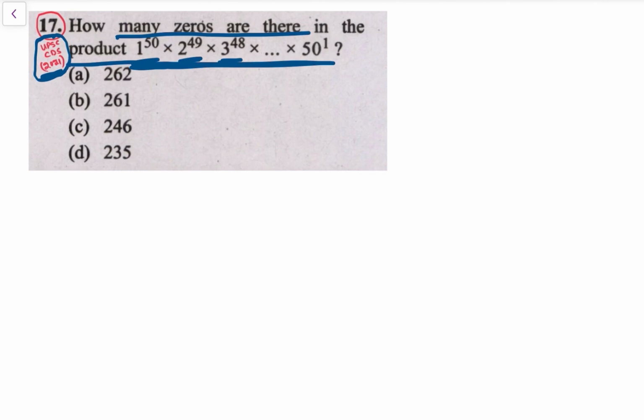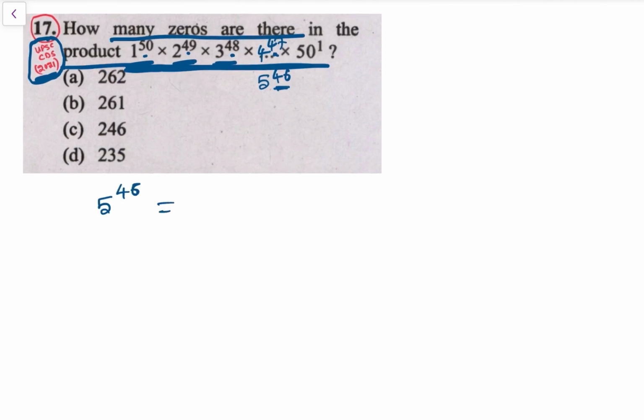So number of 5s we need to calculate. So 5s कहाँ आएगा? फर्स्ट आएगा 5 to the power. ठीक है, अब पावर कितना आएगा? So 4 to the power 47 आएगा, then 5 to the power 46 आएगा. ठीक है, सो इसमें एक एक डिक्रीज हो रहा है. 1 में 50, 2 में 49, 3 में 48, 4 में 47, 5 में 46. So 5 to the power 46. ठीक है, सो 5 to the power 46 में हियर नंबर ऑफ 5s इज 46. ठीक है, नंबर ऑफ 5s इज 46.